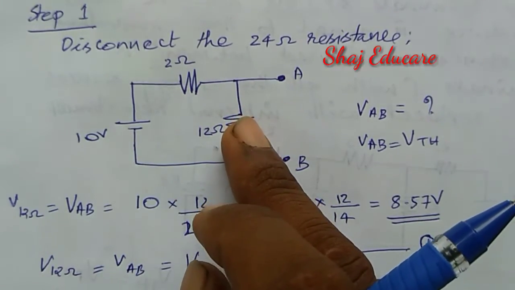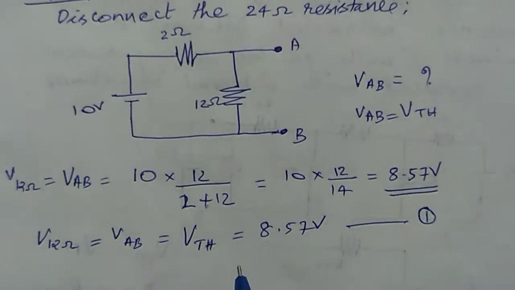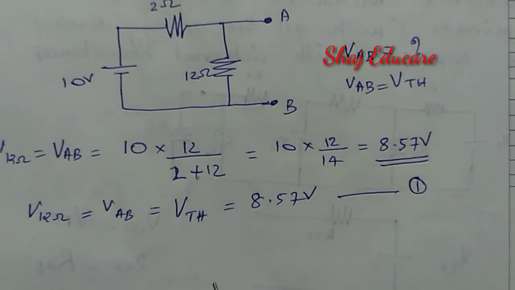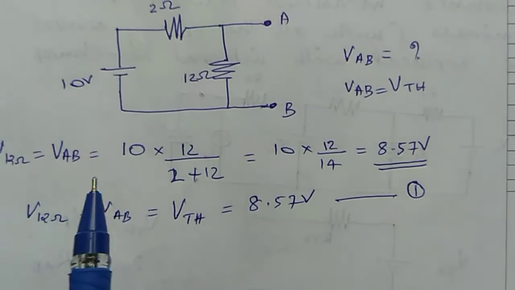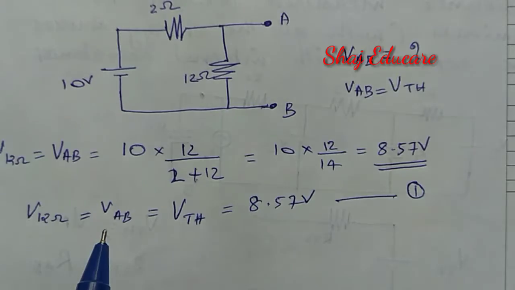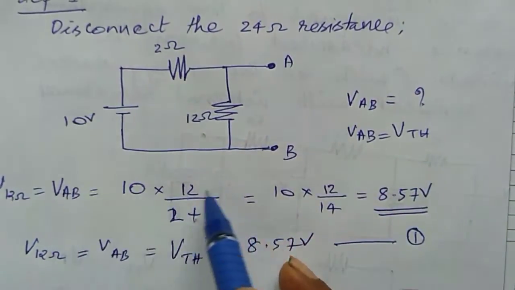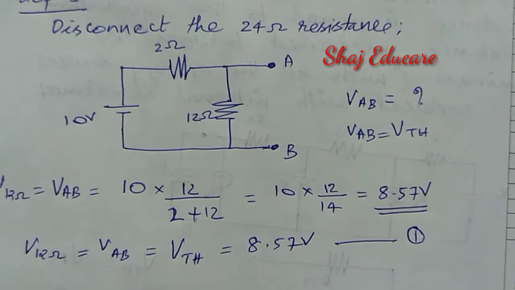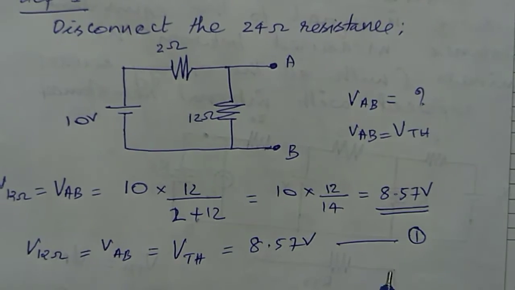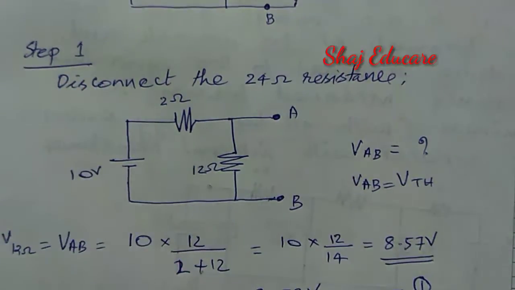from this figure we have to evaluate the Thevenin equivalent resistance RTH. VTH and RTH should be there. The Thevenin equivalent voltage source and the Thevenin equivalent resistance are needed in order to draw the Thevenin circuit. Then we can convert this entire circuit into a single voltage source and a single resistance. Okay, right? Now let us move to step 2.